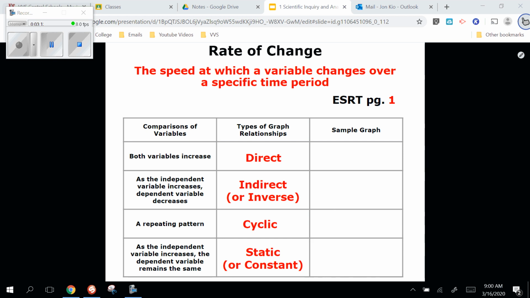So we can say, what is the relationship between two variables? You could say they have a direct relationship. Or you could say as x increases, y increases. You could say it either way. All right?